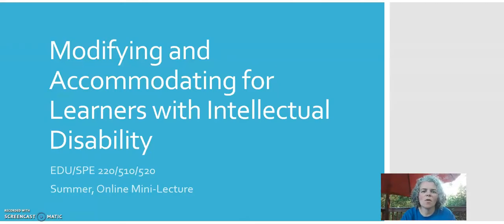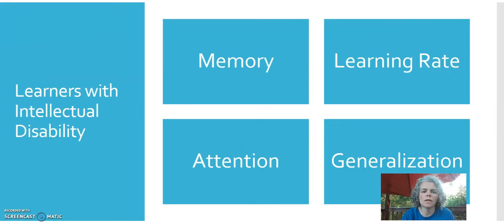Hi guys, this PowerPoint is all about how to design instruction for learners with intellectual disability. So just as a review, learners with intellectual disability have four main characteristics. One, they have a poor memory, so it's often important that we repeat things over and over, but finding out how to do it in different ways. They have a slow learning rate, so going slowly and chunking things in little pieces.